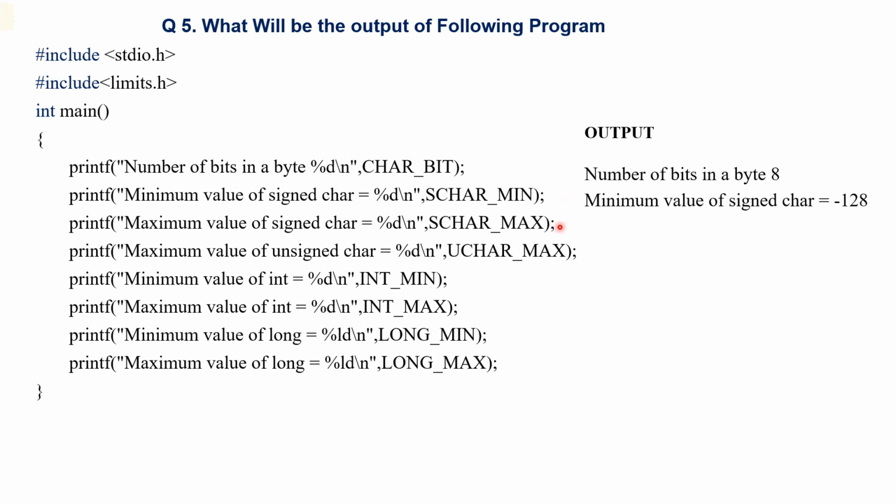Consider the next statement where the SCHAR_MAX macro is used, which returns the maximum value of signed char. Hence the output for this printf function will be like this: maximum value of signed char equals 127. Since 16-bit compilers use 1 byte for character, these are the limits for minimum and maximum value of signed char. Consider the next statement where the macro UCHAR_MAX is used, which returns the maximum value of unsigned char.